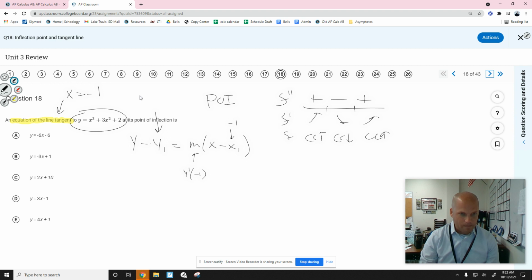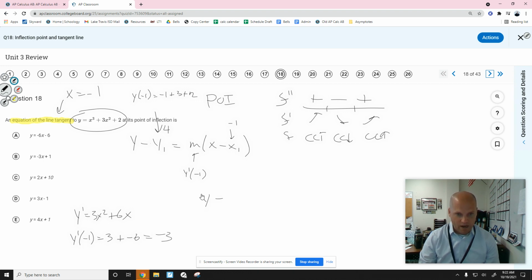So let's find the point. Y of negative 1 is going to be negative 1 plus 3 plus 2, because negative 1 squared is 1. 5 minus 1 is 4. Y prime, I did it earlier, but I erased it, whatever. 3x squared plus 6x. Y prime of negative 1 would be positive 3 plus negative 6, which is negative 3.